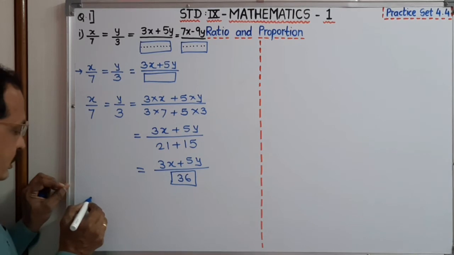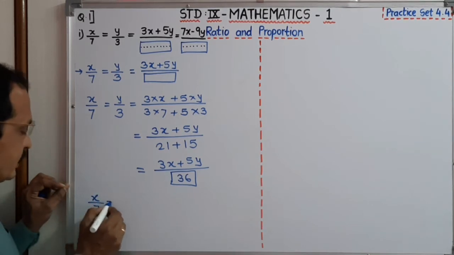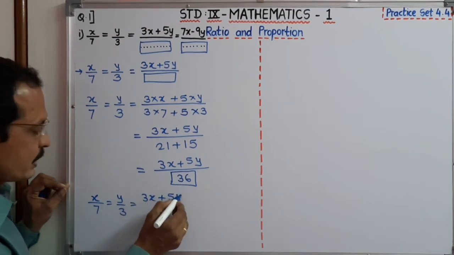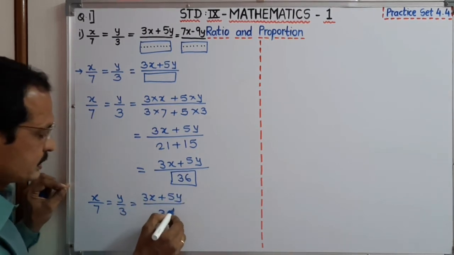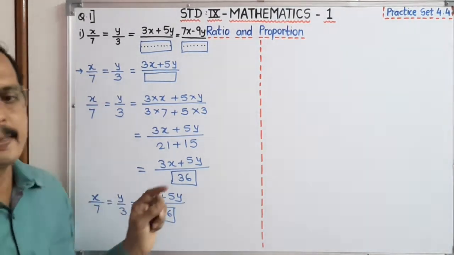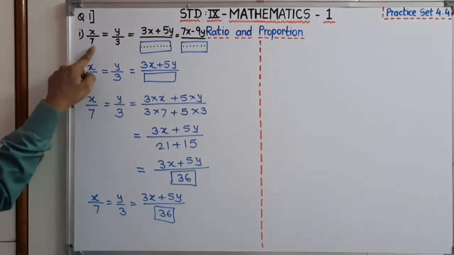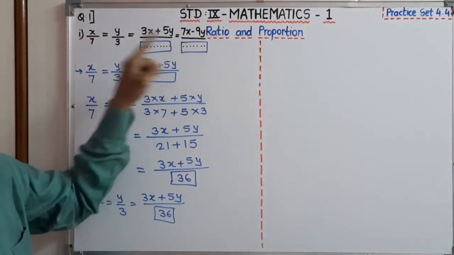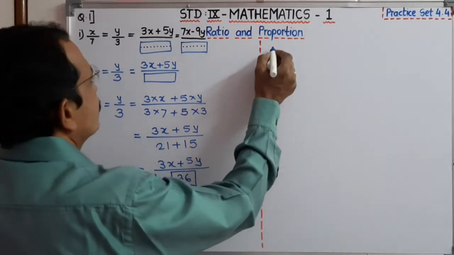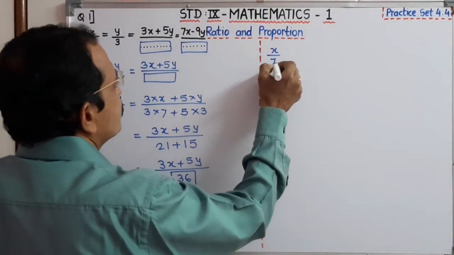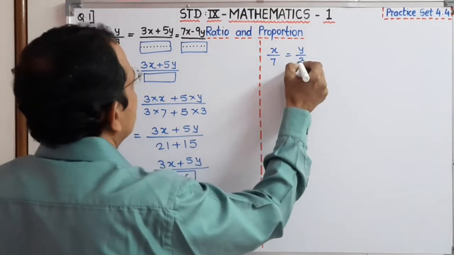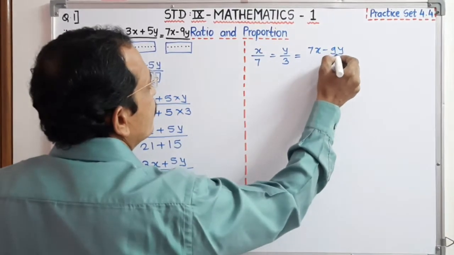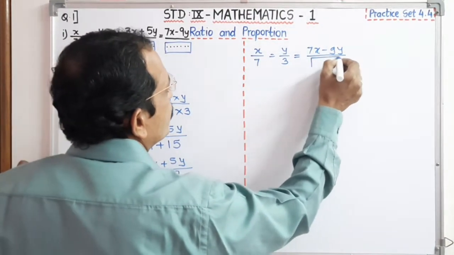Therefore, we got here, dear students, x upon 7 is equal to y upon 3 is equal to 3x plus 5y upon 36. Now see, second one. Here it is x upon 7 is equal to y upon 3 equal to 7x minus 9y. That we have to write. Therefore, we write here x upon 7 is equal to y upon 3 is equal to 7x minus 9y, and here we have to fill up.